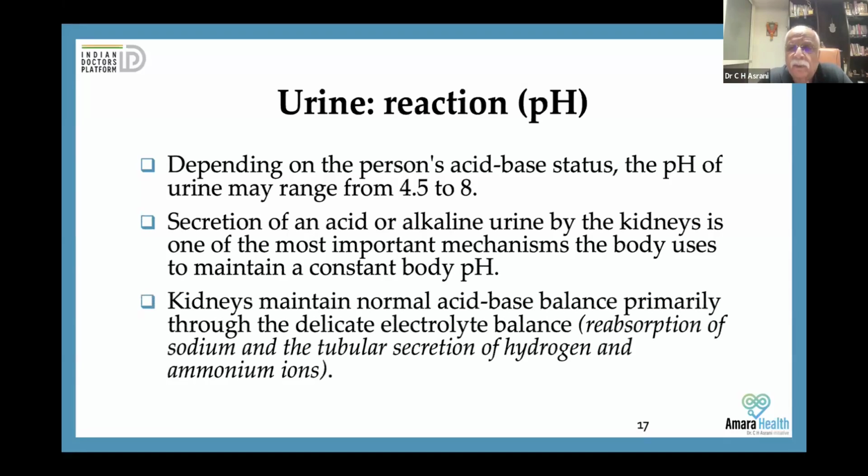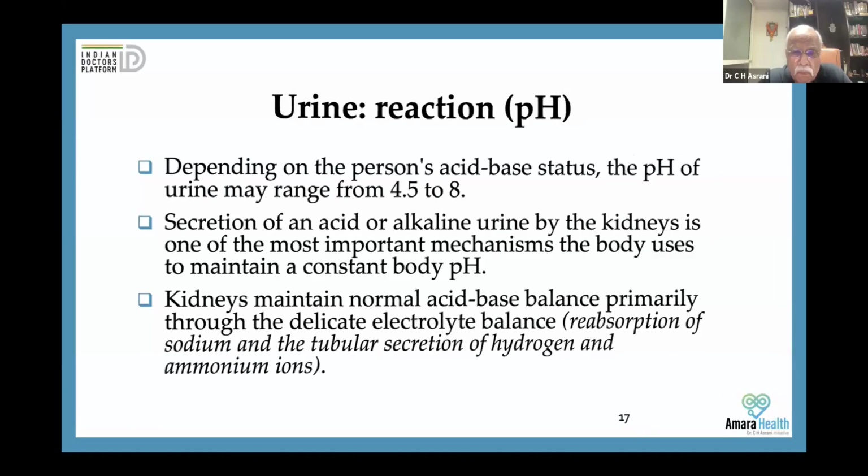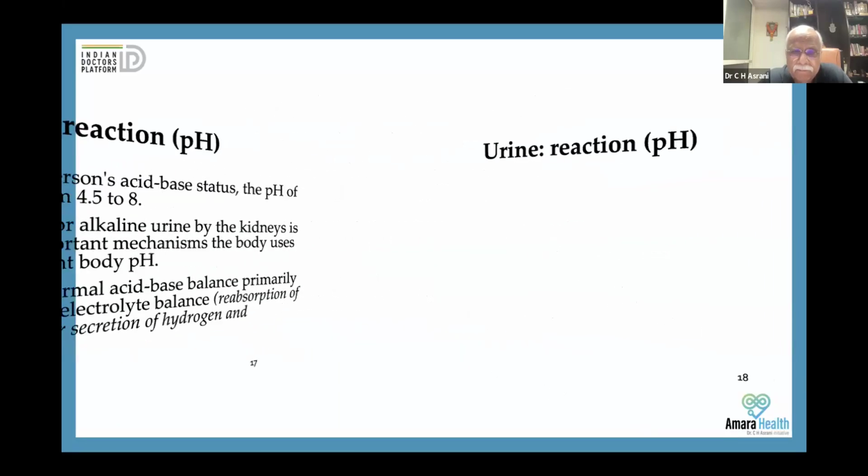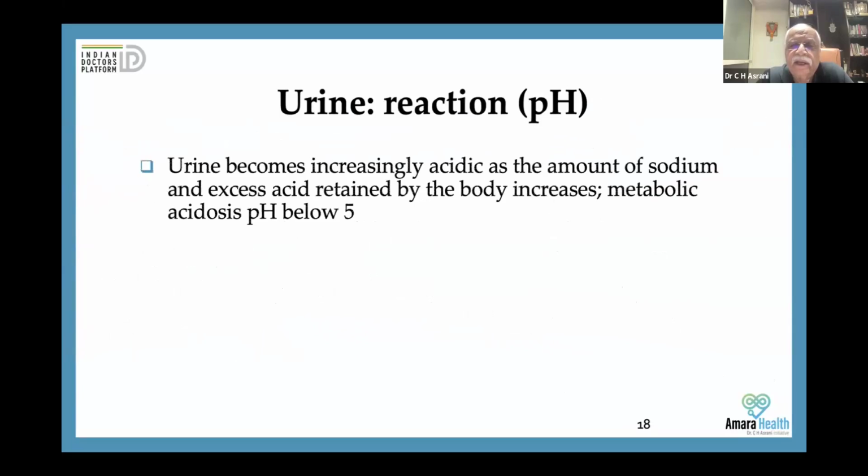Kidneys maintain normal acid-base balance primarily through delicate electrolyte balance. That means sodium is reabsorbed and tubular secretion of hydrogen and ammonium ion occurs, and thus pH remains normal. Urine becomes increasingly acidic as the amount of sodium and excess acid retained by the body increases. Metabolic acidosis will have pH below 5.